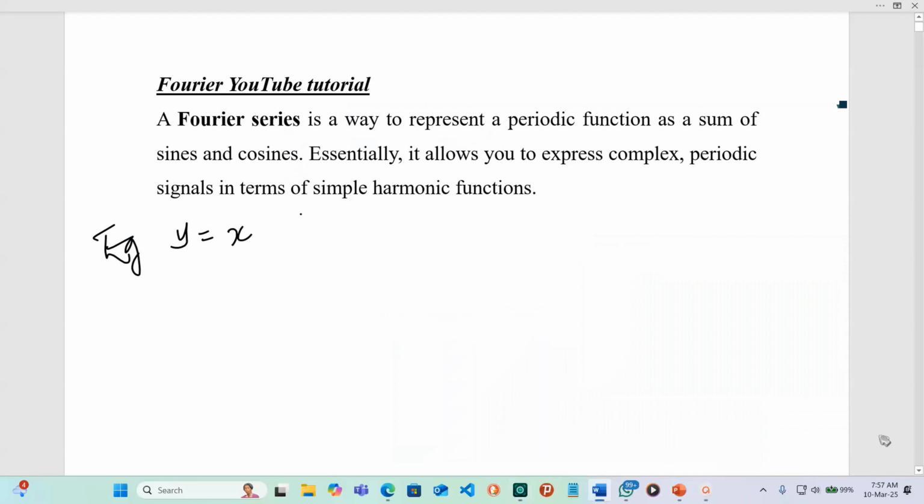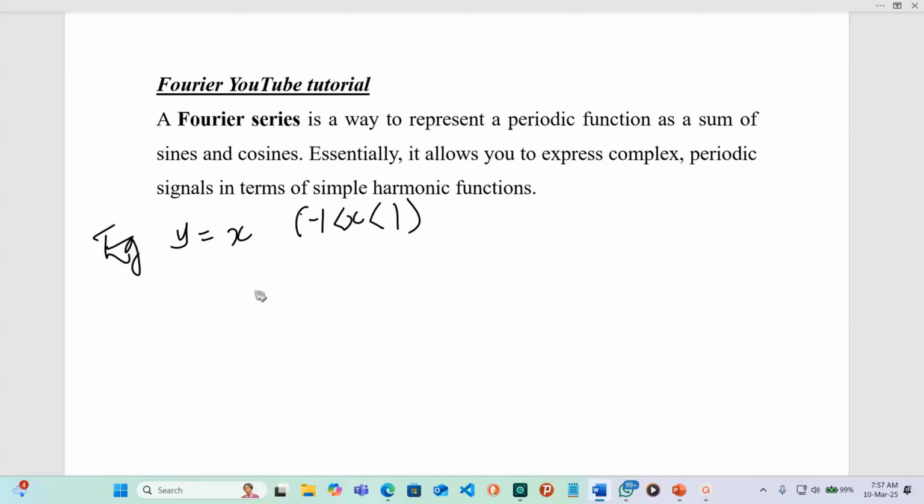So my dear friends, a Fourier series is a way to represent a periodic function as a sum of sines and cosines. Essentially, this allows you to express complex periodic signals in terms of simple harmonic functions. So if you have a function such as y is equal to x, which is defined over a period, -1 < x < 1.